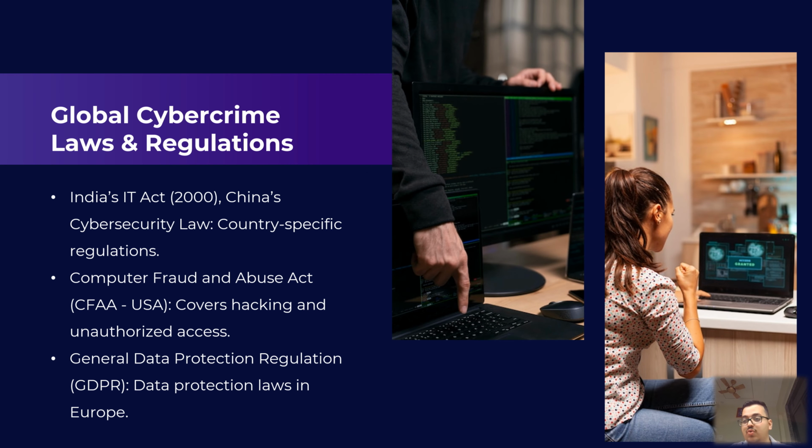So let's move on to the global cybercrime laws and regulations. To combat cybercrime, various laws and regulations have been introduced worldwide. Let's take a look at some of the legal frameworks. First is India's IT Act 2000 and China's cybersecurity law, country-specific laws to regulate online security and prevent cybercrimes. Second is the Computer Fraud and Abuse Act, CFAA, in the USA. This criminalizes hacking, identity theft, and unauthorized access. And the third and last is the General Data Protection Regulation, GDPR. This protects users' privacy and data security, and imposes heavy fines on companies that fail to protect customer data.